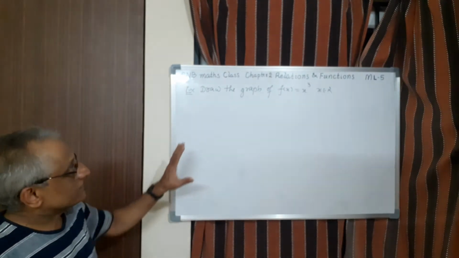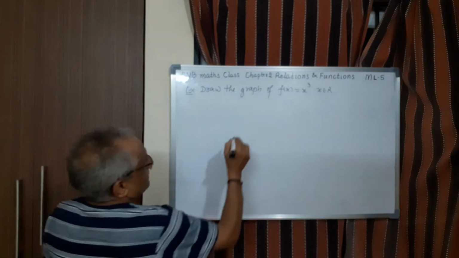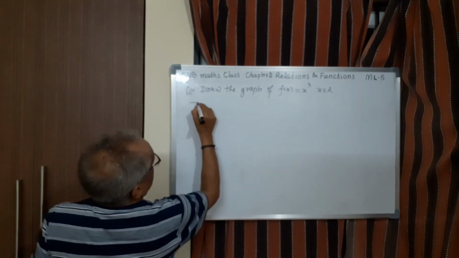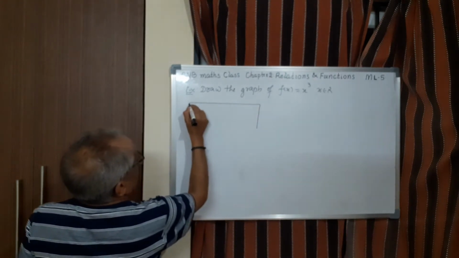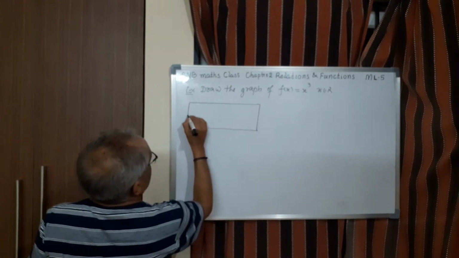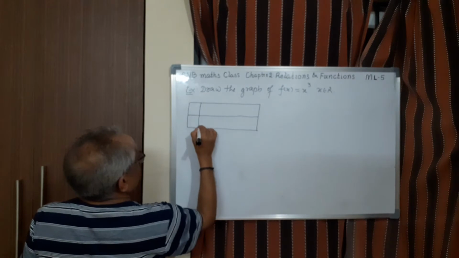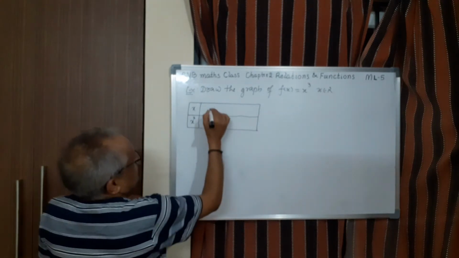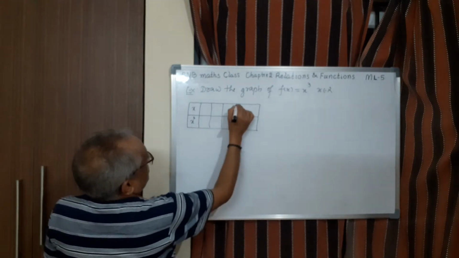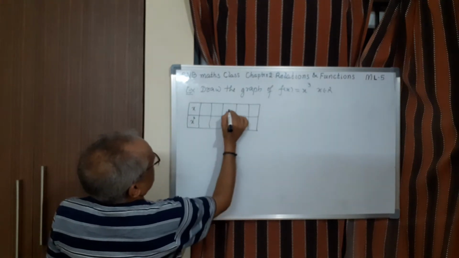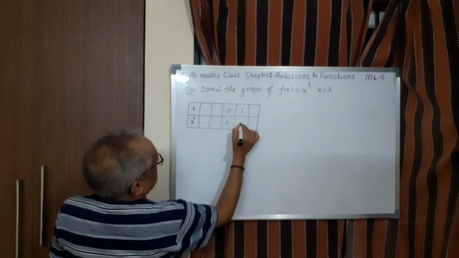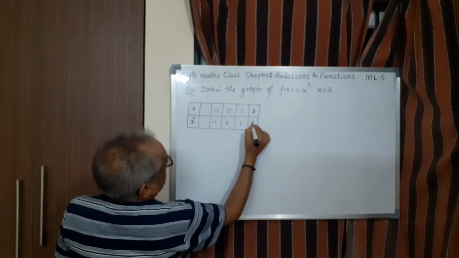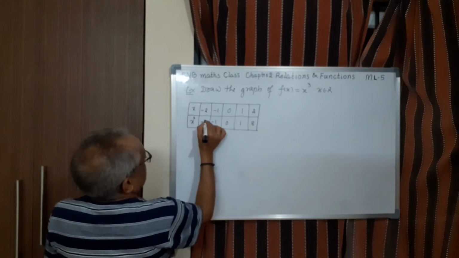So as before, whenever this type of function is given, first you have to prepare the table of values. So let me draw here. You take some suitable values, say both positive and negative. So this is x, this is x cube, y is f of x is x cube. So let us take about 5 or 6 values. For 0 it is 0, for 1 it is 1, 1 cube is 1, minus 1 it is minus 1, 2 it is 8, and minus 2 it is minus 8.